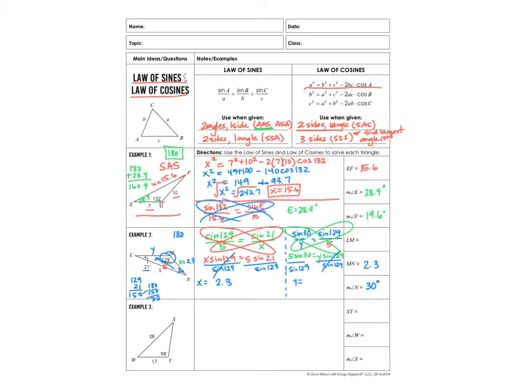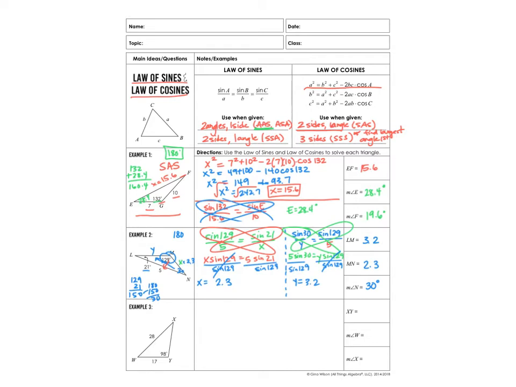And get y equals 5 times the sine of 30 divided by the sine of 129. You get 3.2. Okay, so if you see, you can just put them together, see what you have, and then find information from there.